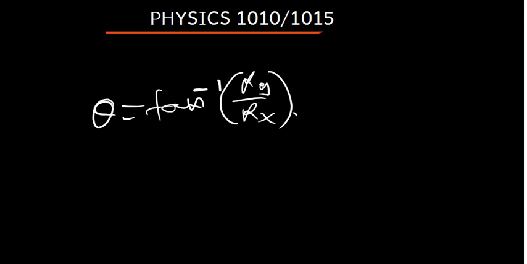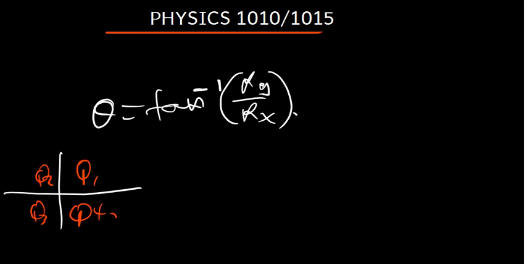Very, very important. Now, how can you know that the angle of a certain vector has to fall in the first quadrant, second quadrant, third quadrant, or fourth quadrant? Here are the steps.